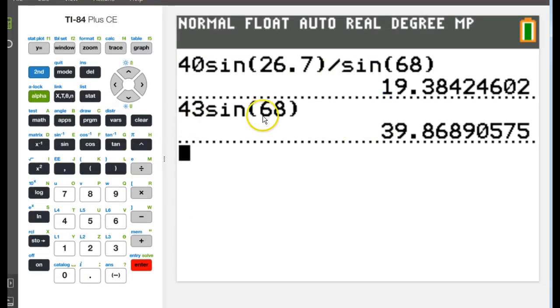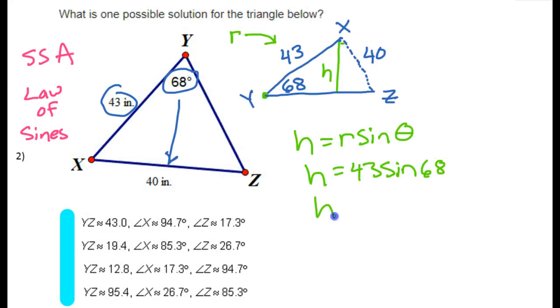So 43 sine 68, that turns out to be 39.9. So the height is 39.9. That's really important because we have to ask ourselves, will the rope reach the ground? Is it long enough? Well, the height is 39.9. Well, the rope is 40. So it does reach the ground. The rope is just a little bit longer than the height.